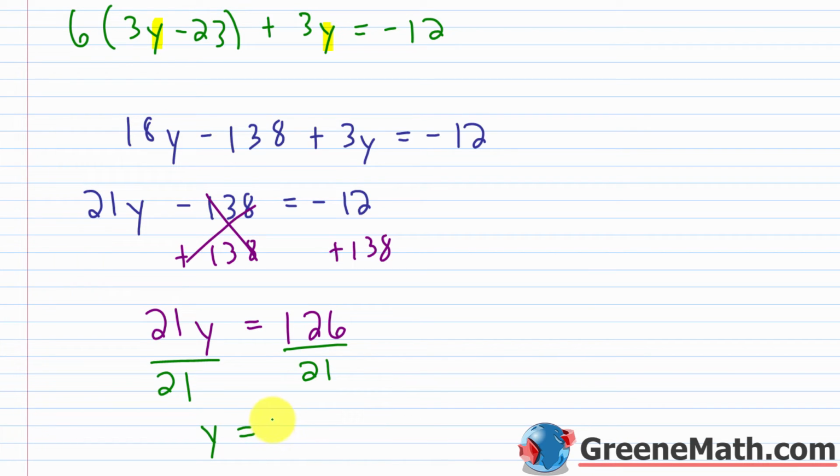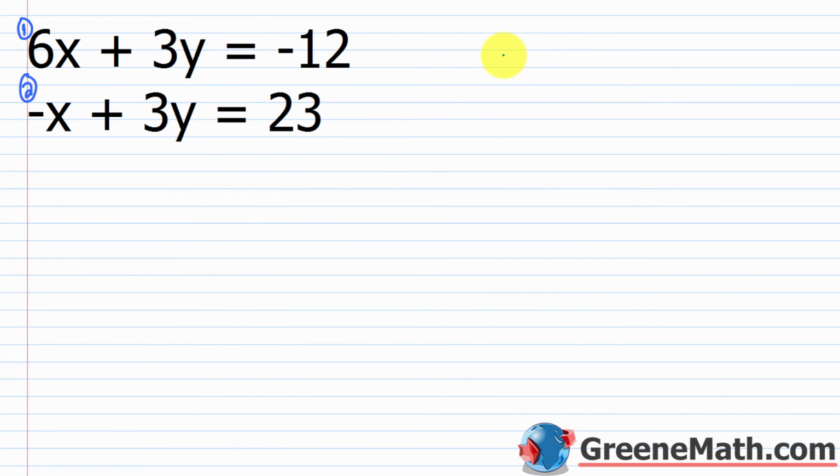So y equals 6. All right, so let's erase everything. So we know that y equals 6. So the ordered pair would be something, comma, 6. So now I can plug in for y in either original equation. Let's go ahead and use equation 2 because it looks a little easier. So I would have negative x plus 3 times, plug a 6 in for y, equals 23.